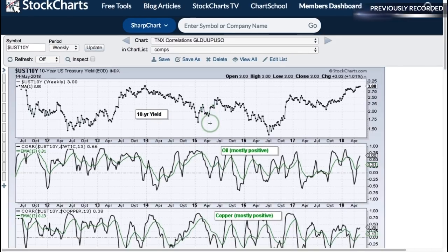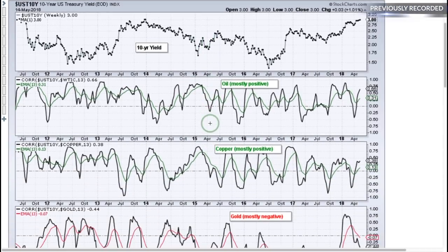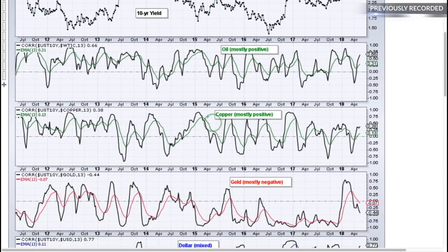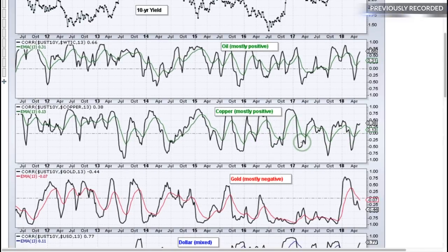And then if we look at some asset classes here, we've got West Texas Intermediate. So typically when Treasury yields rise, so does oil. So that's a positive influence. We can see copper is a little bit more erratic. It's got more dips and deeper dips into negative territory, but maybe it's slightly positive.